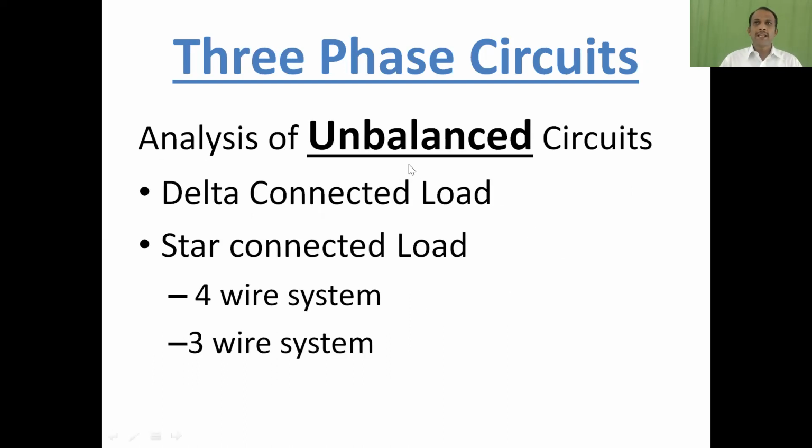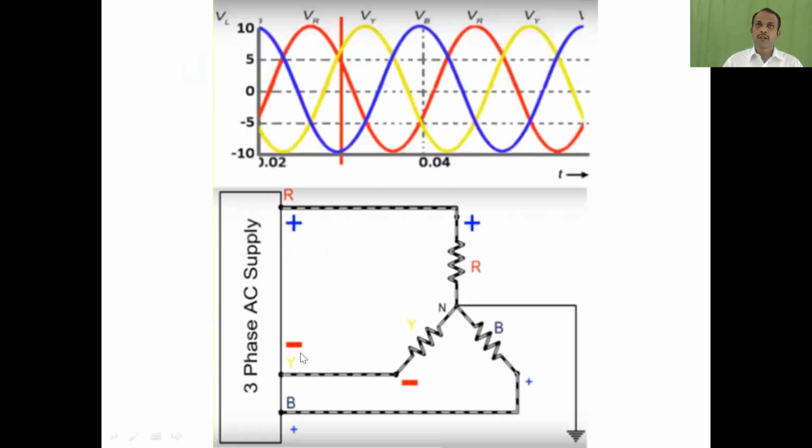Now coming to unbalanced circuits, as the name says, the load is not the same as in a balanced circuit. Each phase carries its own load. Then we are going to analyze this unbalanced circuit whenever it is connected in delta, and whenever it is connected in star with a 4-wire system with neutral and a 3-wire system without neutral. This is a basic example where we have a three-phase AC supply connected to a star load, and from the neutral we have a wire. So this is called a 4-wire system.